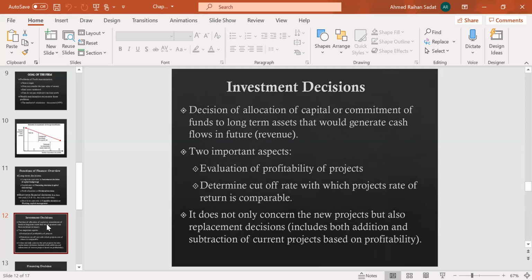You will compare the additional benefit it is going to bring against what? Against the investment that you're making by replacing that part. So it will be a cost benefit analysis again, and that's also an investment decision. It can be upgrading the machine, it can be replacing a part of it.